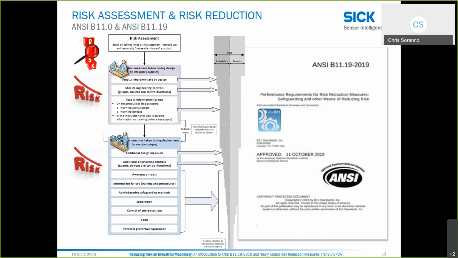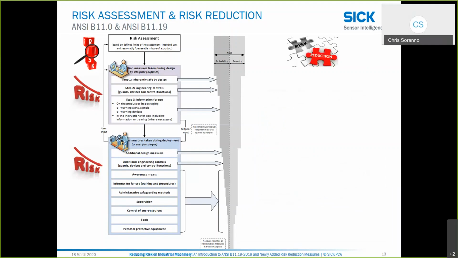It talks about the collaboration that can or should occur between the supplier and the user when possible, and helps identify, when risk is not acceptable, what type of measures should be applied. At that point, once you've selected the measure, you need guidance on how to apply the measure correctly, and that's where B11.19 comes in, with the actual application of the risk reduction measures.